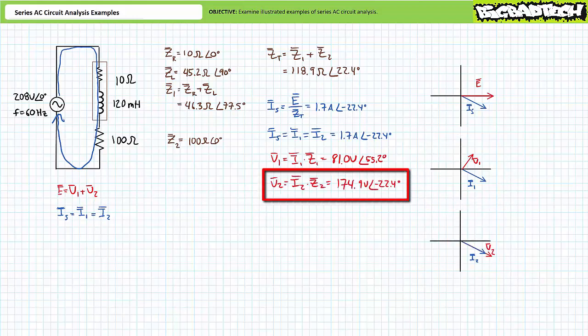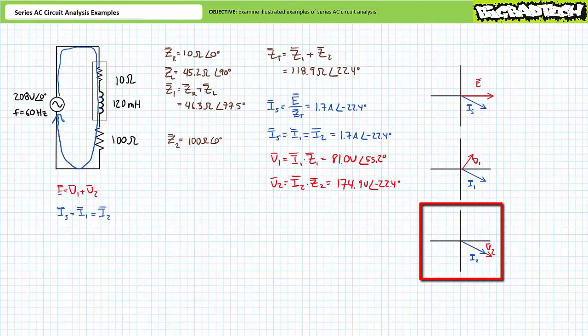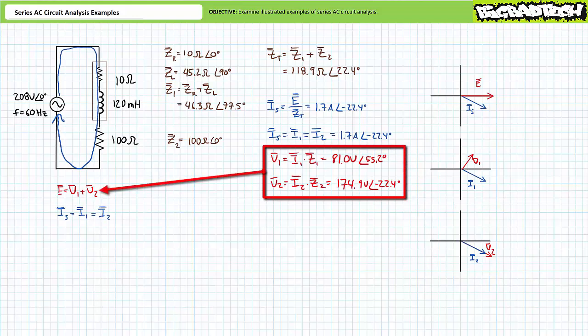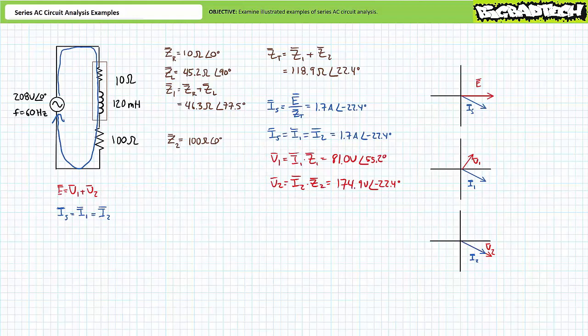Finally, application of Ohm's law solving for V2 demonstrates that voltage across resistive impedance Z2 will be approximately 174.9 volts at an angle of negative 22.4 degrees. The phasor diagram for purely resistive impedance Z2 illustrates that current and voltage appear to be in phase with one another. As a means of checking our work, note the summation of V1 and V2 accounting for magnitude and direction yields a total applied voltage of 208 volts at an angle of 0 degrees. I've got a reasonable degree of confidence our answers are correct, and we can bring this lecture to a close.